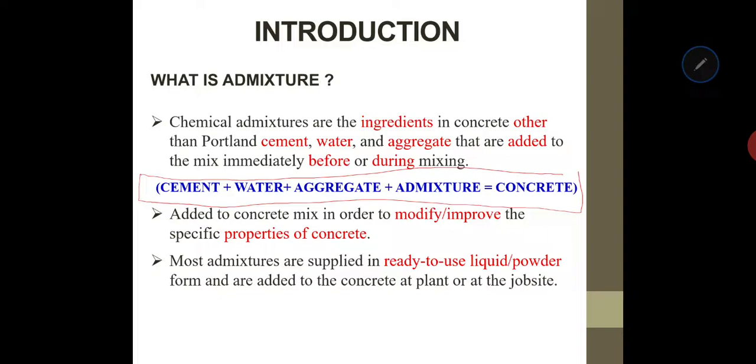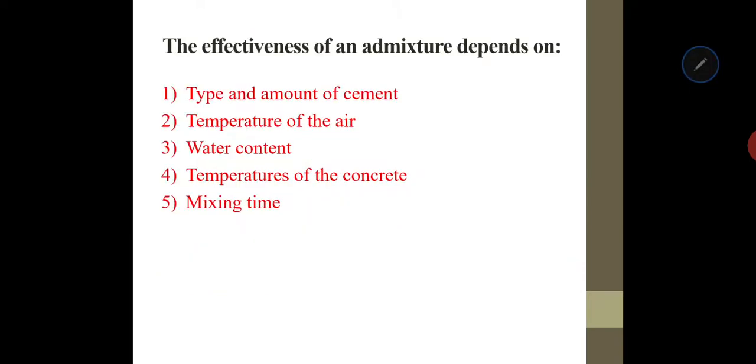And why we need this is to modify or to improve the specific properties of concrete. Okay, most of the time we do have ready-made admixtures that can be added to your concrete mix in liquid or powder form. So the effectiveness of admixture depends on the type and amount of cement, temperature of the air, water content, temperature of the concrete, and also mixing time.